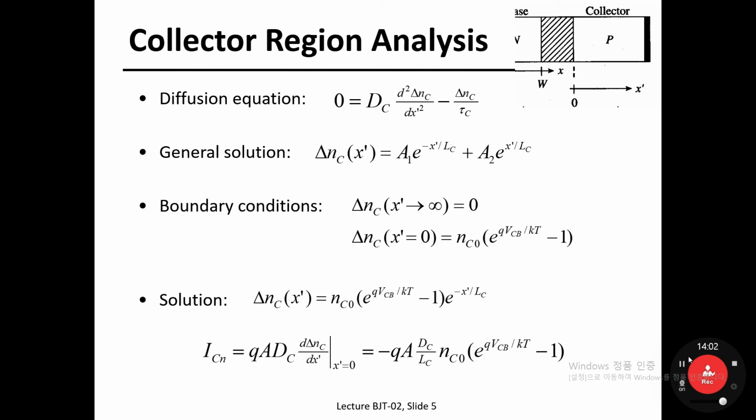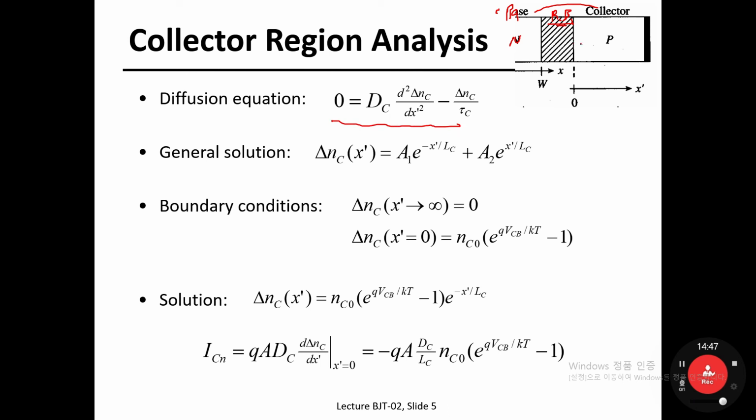I guess, yeah, before moving to the base region, let's go to the collector region first because it is much simpler. In the collector region analysis, since this PNP BJT is operating under active mode, this base-collector junction is reverse biased. Okay, so this is quite different from the emitter region analysis. So first, let's write down the minority carrier diffusion equation here in the collector region.